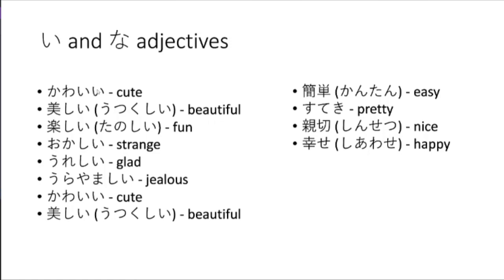The important thing is just to know that when you have i adjectives like kawaii, utsukushii, tanoshii, and you're adding a noun to this for the adjective to describe the noun following the adjective, you would include the i. But when you don't, like here, if you're going to say shinsetsu na ryoushin desu, so they're nice parents, shinsetsu would be followed by a na hiragana, and then you follow the noun afterwards. So when you're using a na adjective, which is defined by an adjective that doesn't have an i at the end, then you would use na hiragana between the adjective and the noun.